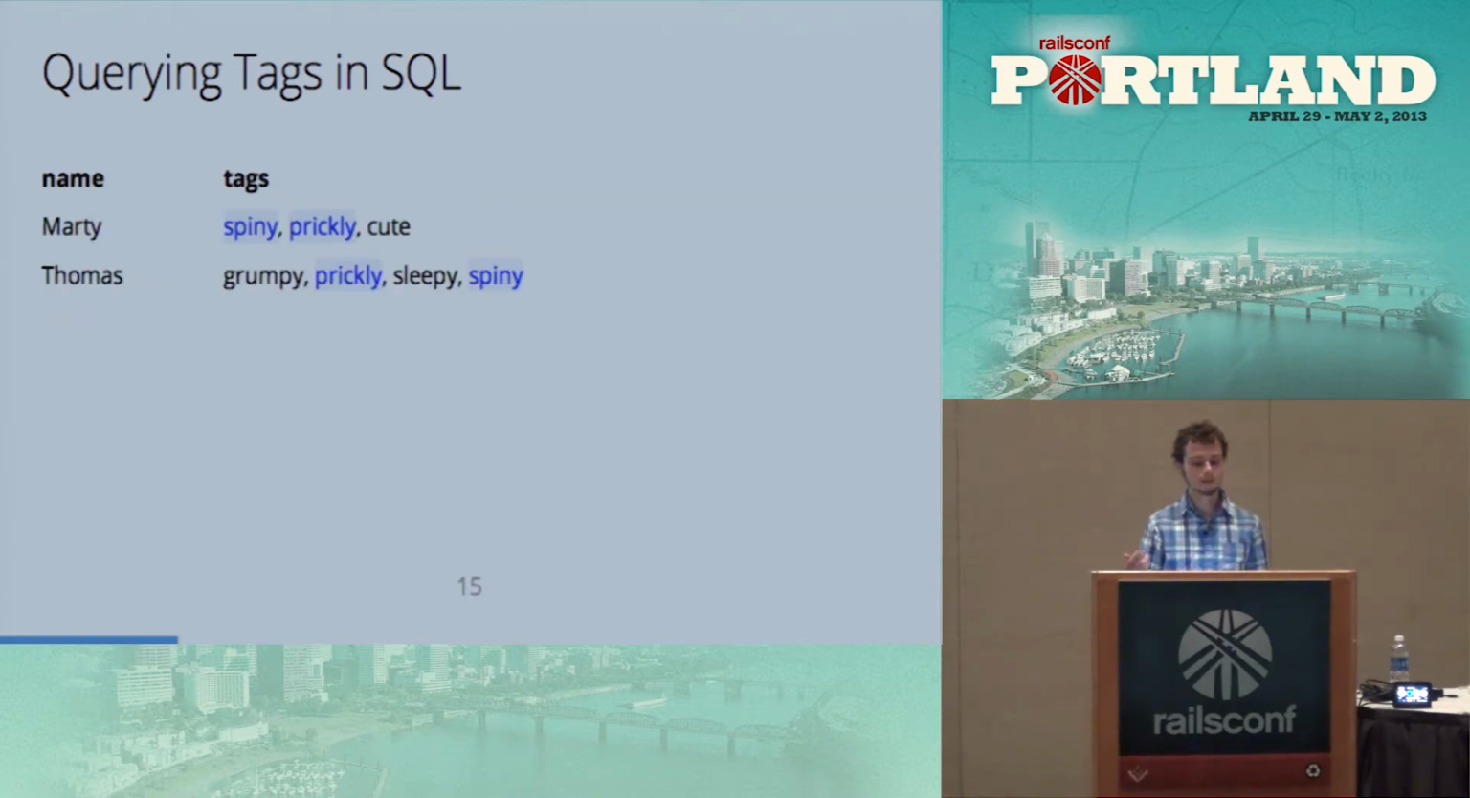You'll notice that what we get back now is a subset of our previous results. So now we just get back Marty and Thomas, who are both spiny and prickly, because their arrays contained all of the terms that we were looking for. Now, one thing to note is that while Marty is spiny, prickly, and cute, Thomas is prickly and then spiny. The order doesn't matter. We're only concerned about set operations here.